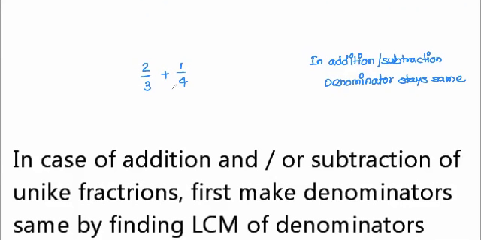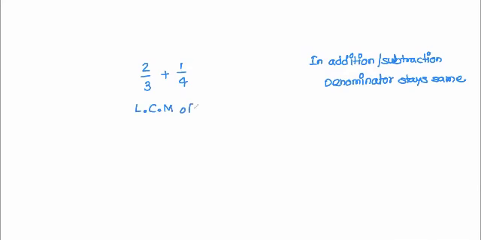What happens if the denominator is not the same? If I have a fraction 2 upon 3 and another fraction 1 upon 4, and I want to add them, what should I do? I should make the denominator the same. So in that case, I am supposed to find the LCM of the denominators.